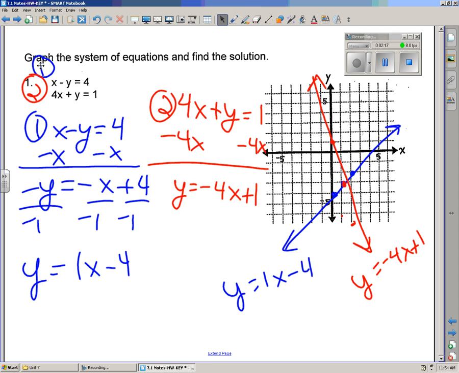And I'm going to notice that these two lines intersected, and they really intersected at that ordered pair. So my solution is the ordered pair at the intersection. My solution is going to be 1, negative 3. So the answer with all of this work shown is 1, negative 3.